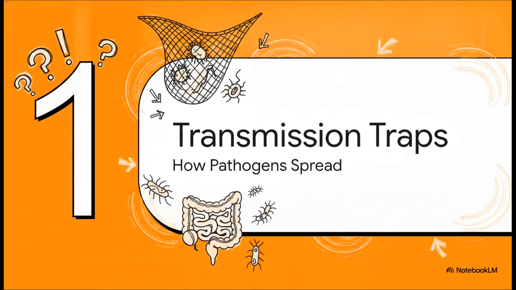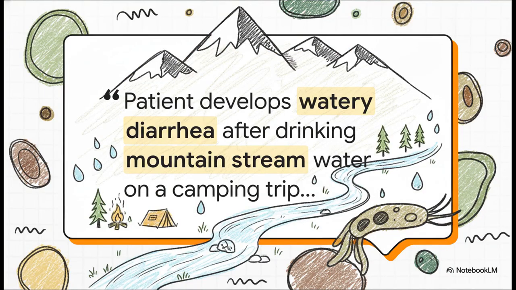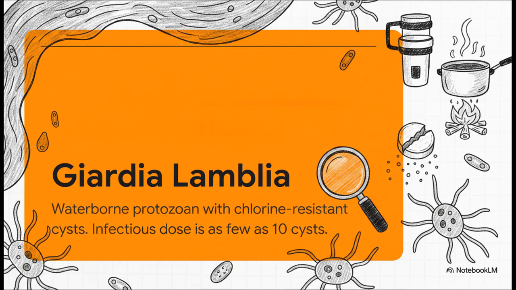All right, step 1, transmission traps. Let's look at how these pathogens actually spread. Test makers and attending physicians absolutely love to trick you when it comes to how these bugs spread. So you really have to listen for those specific alarms hiding in the patient's history. Here's a classic scenario you're going to see time and time again. A patient develops watery, non-bloody diarrhea right after drinking mountain stream water on a camping trip. It sounds totally idyllic, right? At least until the gastrointestinal distress sets in. So which specific pathogen are we tracking down here? The culprit is Giardia lamblia.